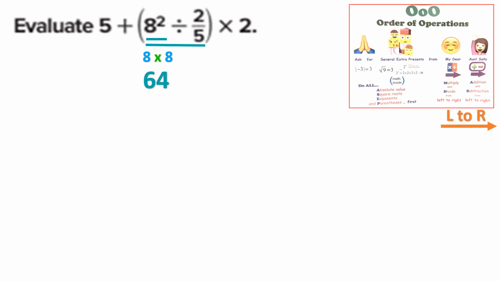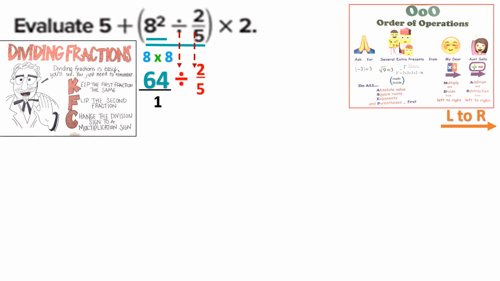Now I have 64 divided by 2/5. I can't do multiplication and division of whole numbers and fractions, so I know I have to put 64 over 1. But then I have to ask myself, well, can I divide fractions? And that answer is no. So what do I have to do? I have to KFC it. So we're going to keep our first fraction. We're going to flip our second fraction, and then we're going to change our division to multiplication.